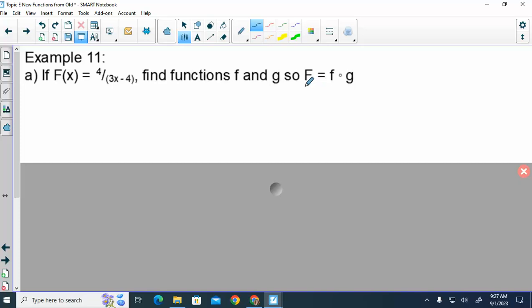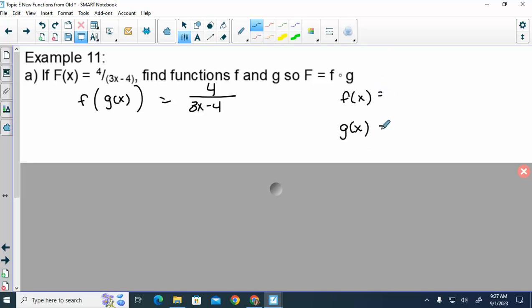I want function f, capital F, to equal f composed with g. So what that means, if I did f of g of x, I got this for my answer. So you need to tell me what f of x and g of x were to start with.